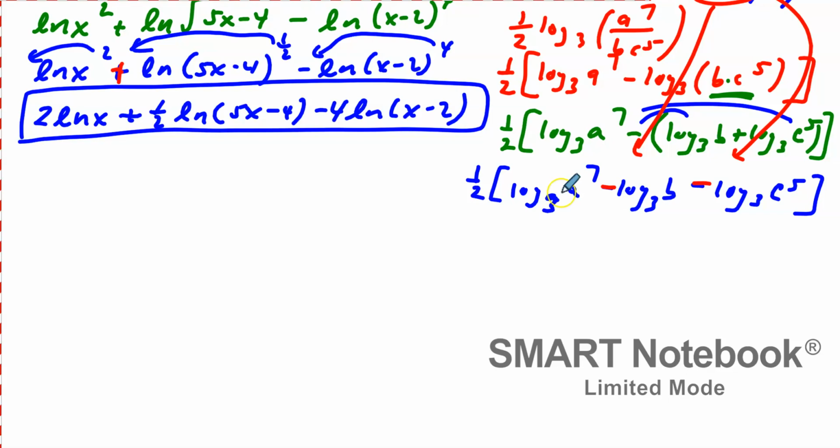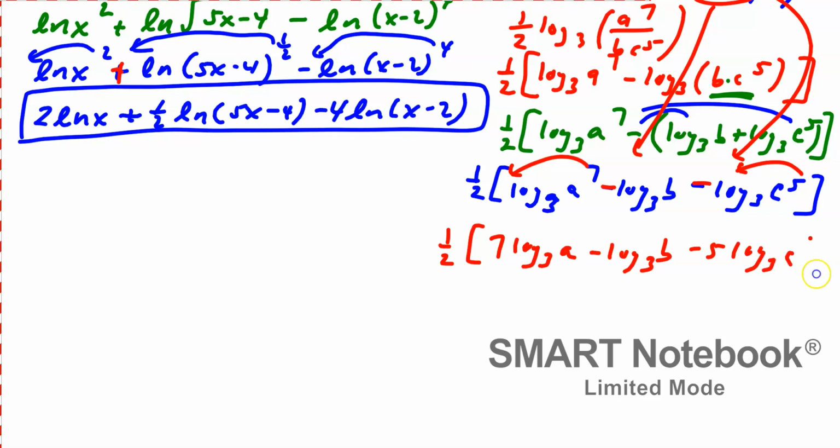So now what I'm going to do is move the exponents down. This is going to come down here, and this is going to come down here. So we're going to have 1/2 bracket 7 log base 3 of A minus log base 3 of B minus 5 log base 3 of C. And then the 1/2 is going to affect every single one of these.